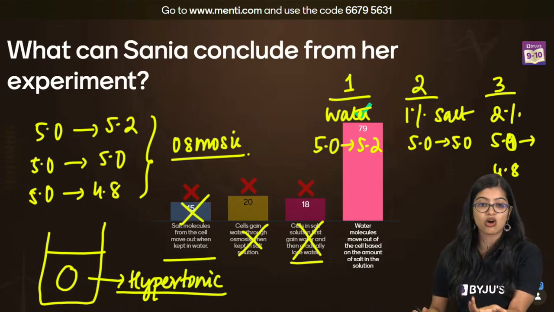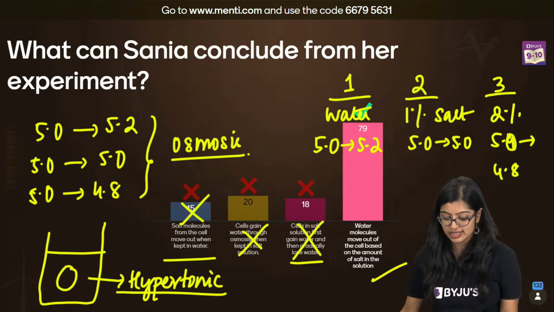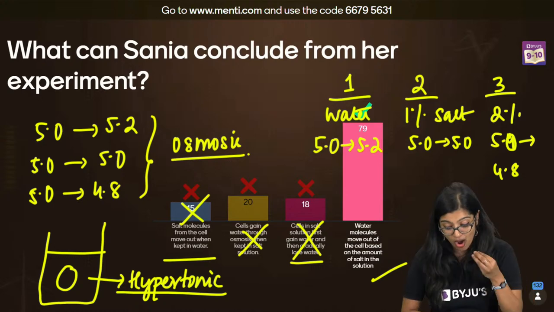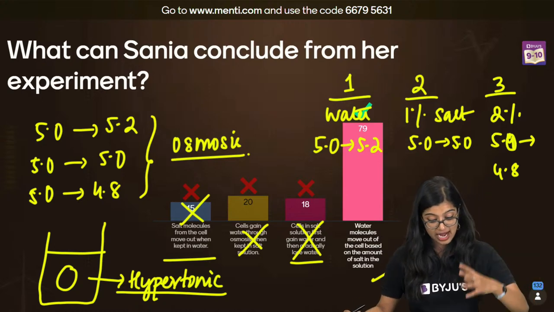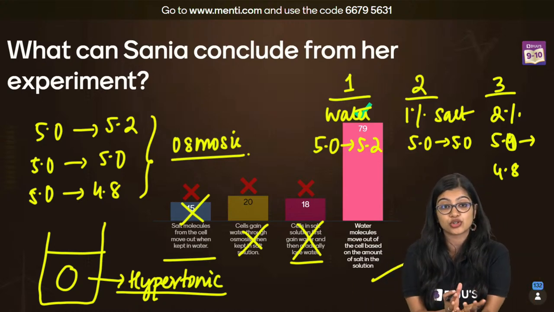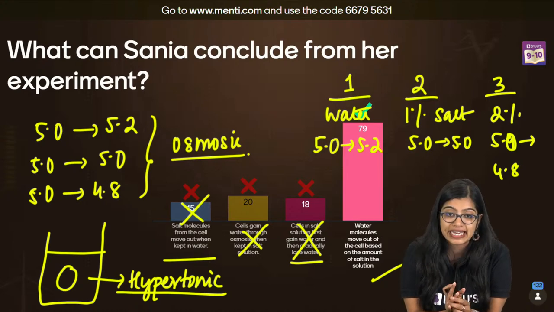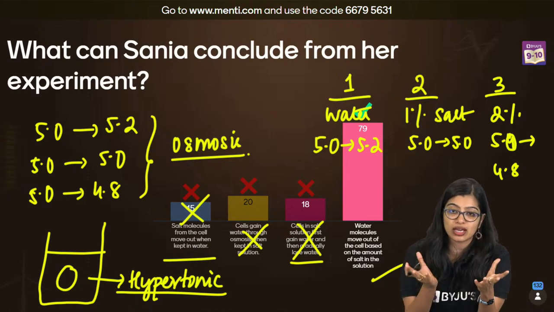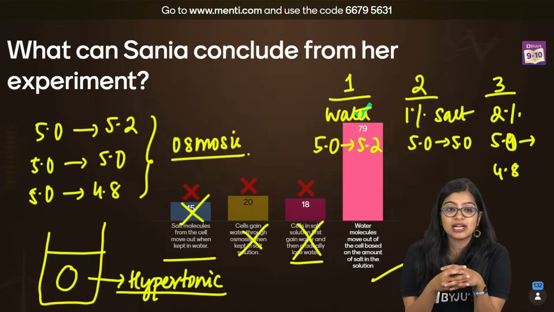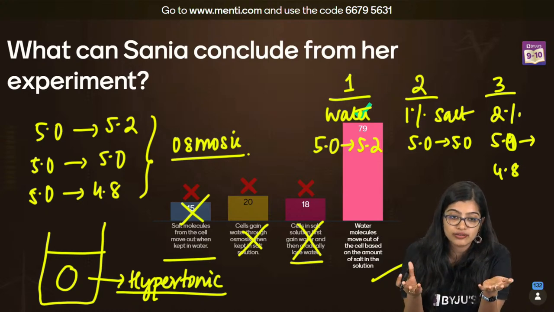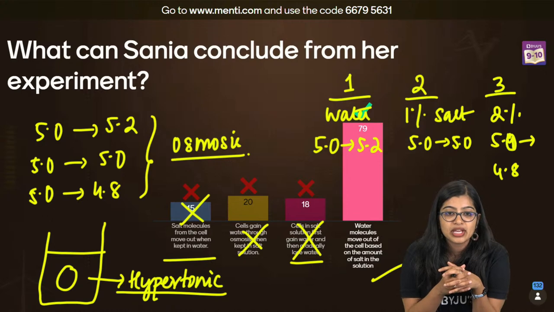Exactly, so this is wrong also. At the end of the day, water molecules move out of the cell based on the amount of salt solution. So basically, when it is kept in a hypertonic solution, water will move out, right? Yes, okay. So now I hope all of you are clear with this.